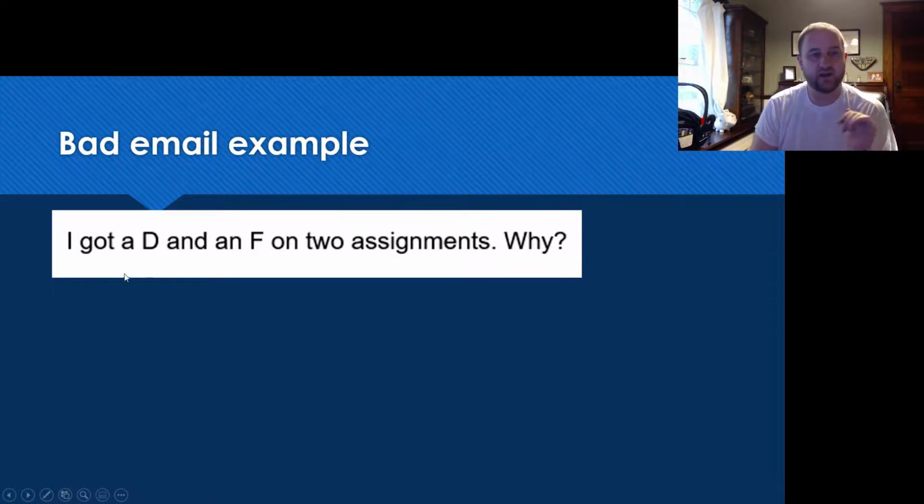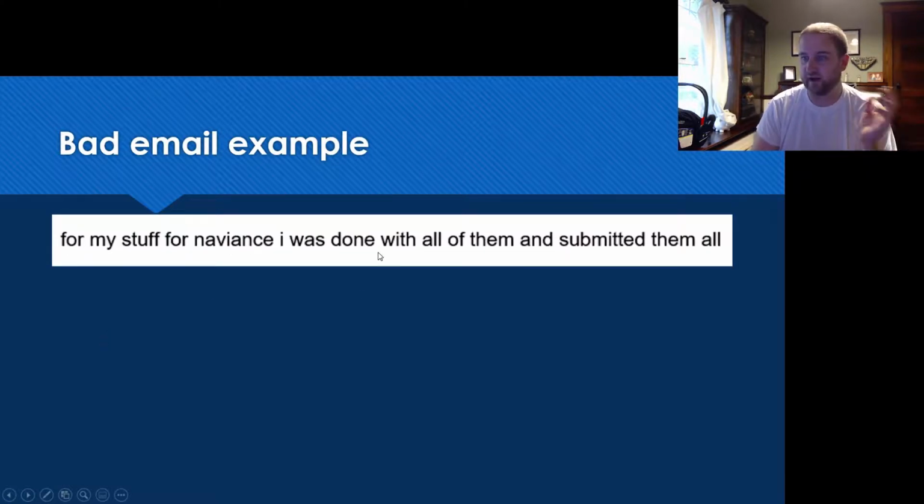Skyward says I got a D and an F on 2 assignments. And then instead of just saying why, he could say, would you mind explaining the reason for that for me? And then at the end, he should say, thank you for your time, and then his name with his period, right?